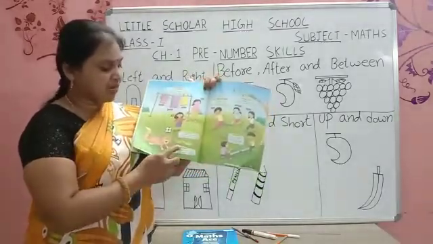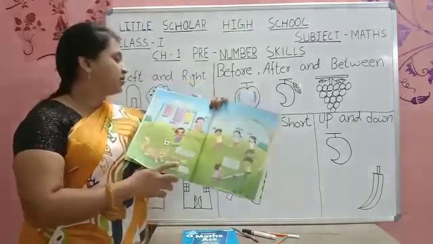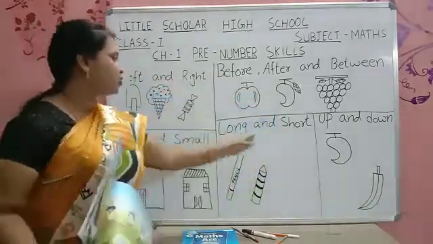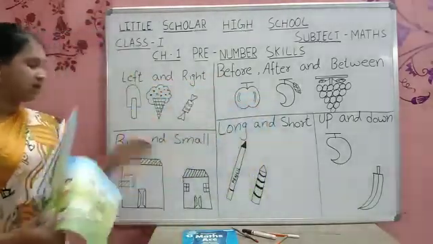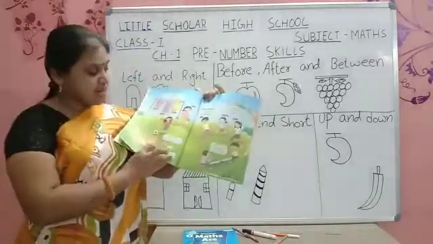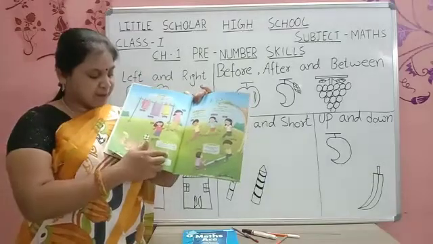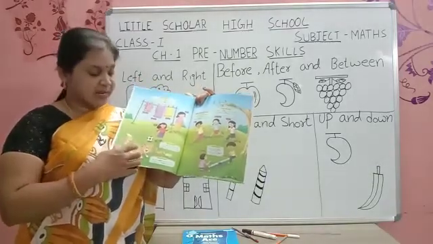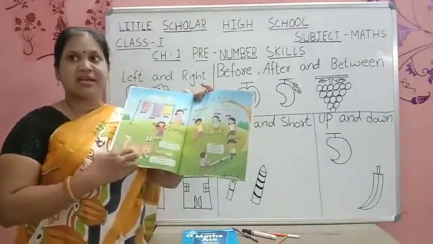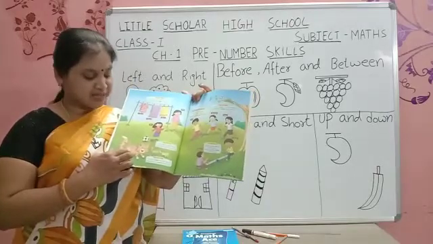Next we have big and small. Now we have learned long and short, big and small. In the same way we have it here. Big and small. You can see a cat and baby kittens. A cat's babies are known as kittens.